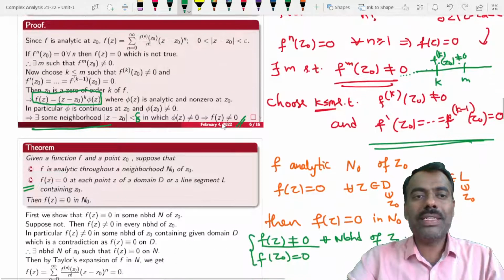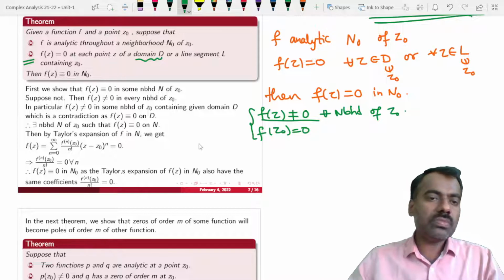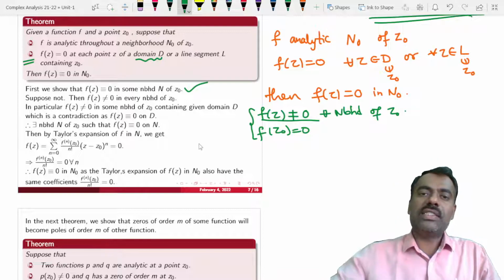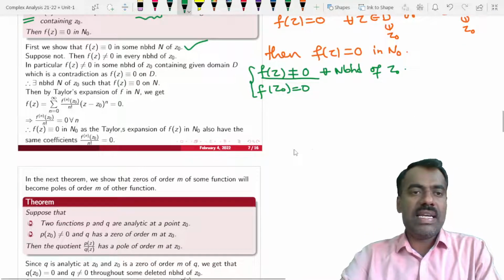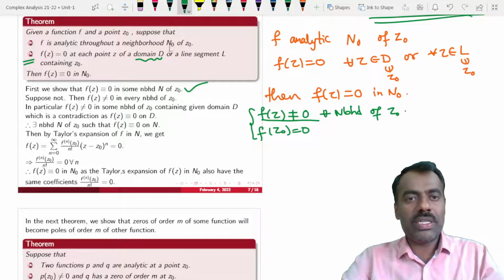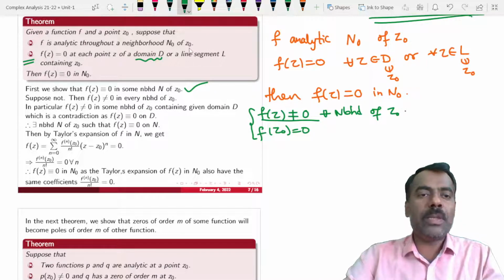But that is a contradiction to point B, because what it says is, if you have any domain containing that z naught, then f of z should be equal to 0 for all of that. But that is not the case we are getting here. So therefore what is true is that f of z is equal to 0 for some neighborhood of z naught. Then again, because f is analytic throughout this neighborhood N naught, this f has a Taylor series representation around this point z naught.